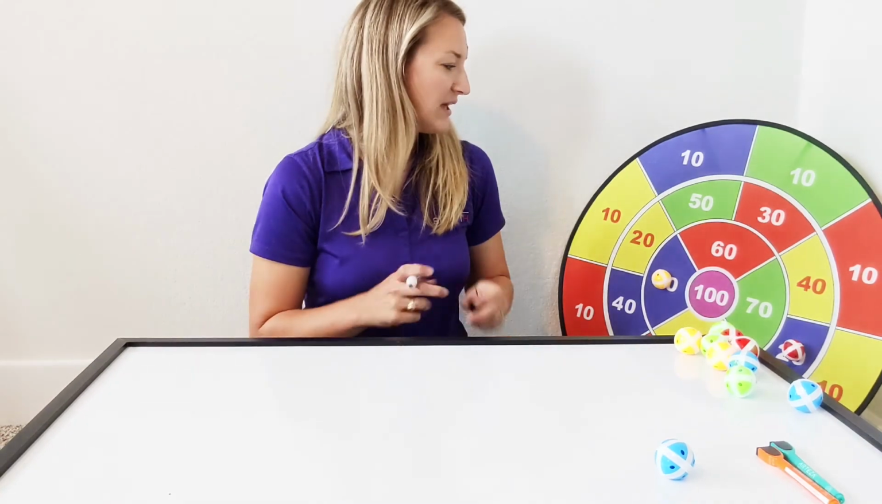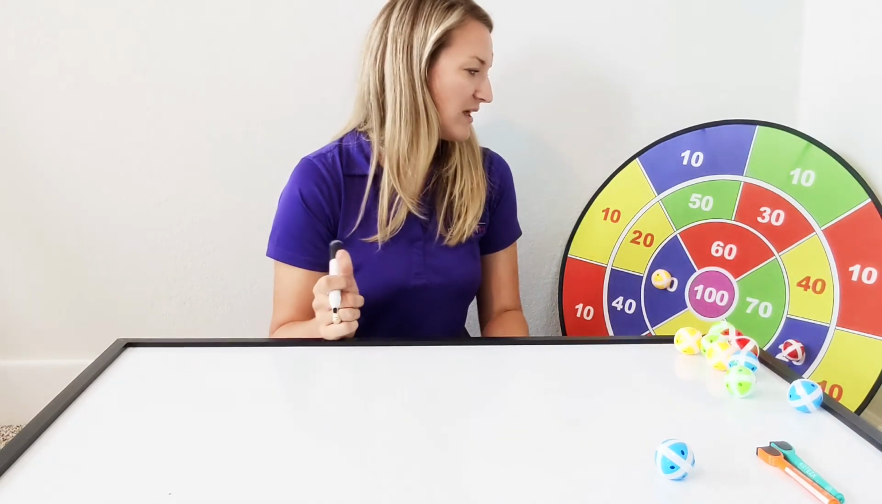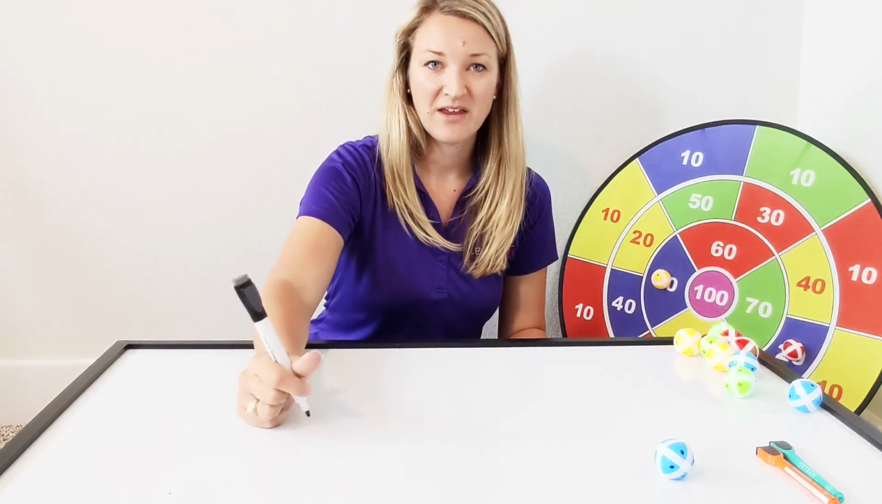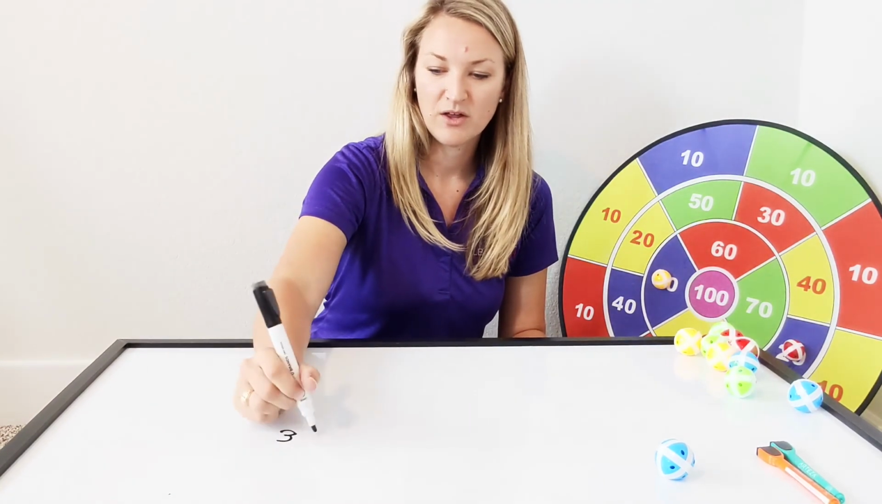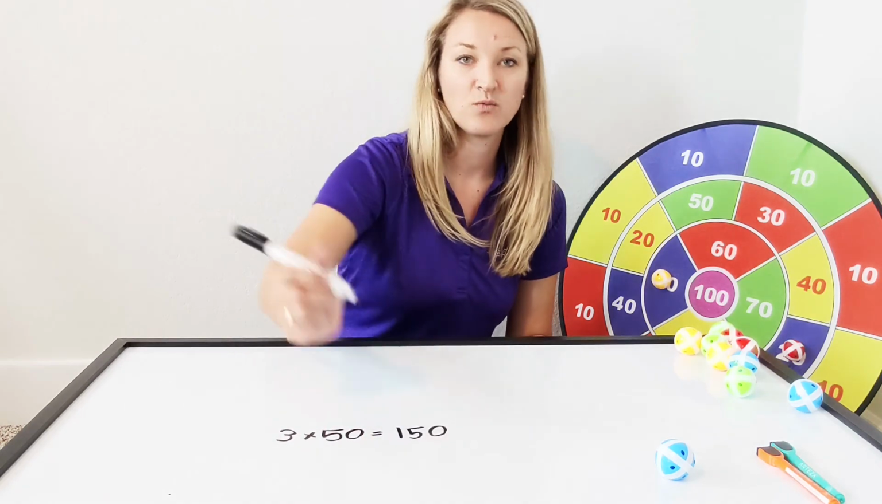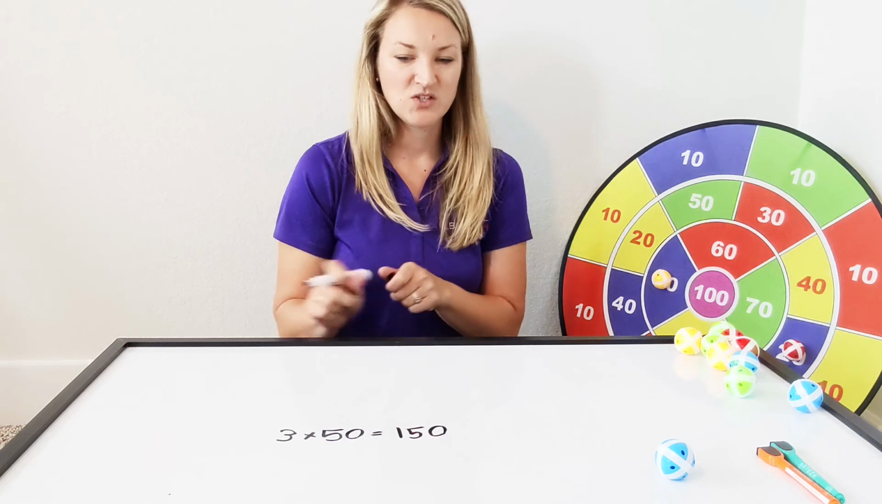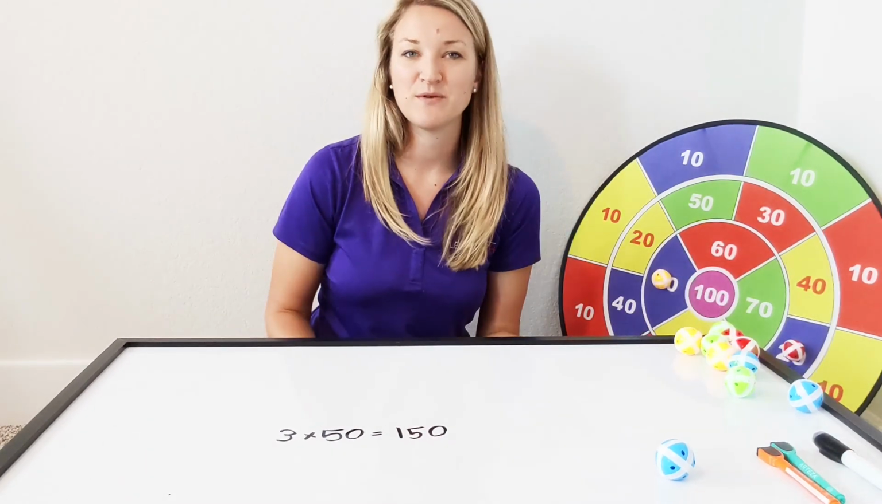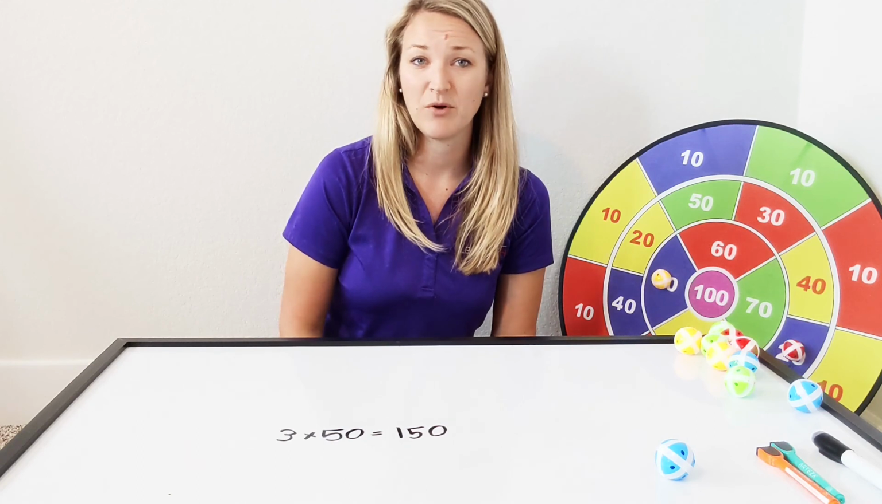For example, if their team earned 3 50s, instead of adding 50 3 times, they can think about 3 groups of 50 and quickly identify that that's 150 points for them. So we can talk about different ways to calculate that total and ways that we can be most efficient when we're mentally solving problems like this.